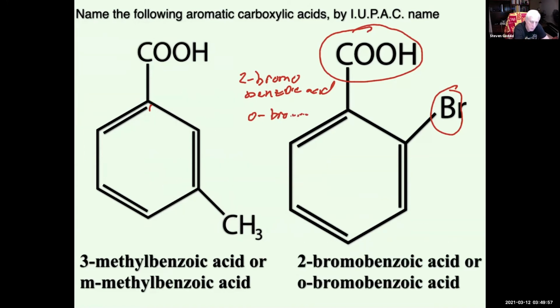Now you can only use ortho, meta, and para with a benzene ring. You can't use it with just this regular cycloalkane. Okay, it has to be a benzene ring. That's where you get the nomenclature of the ortho, meta, and para from. So 2-bromobenzoic acid or ortho bromobenzoic acid.